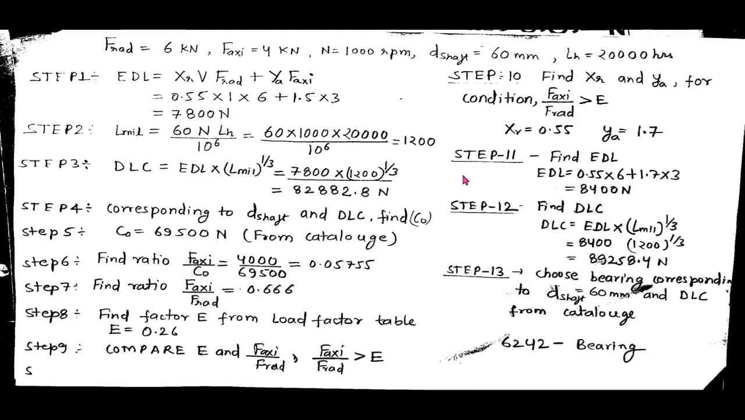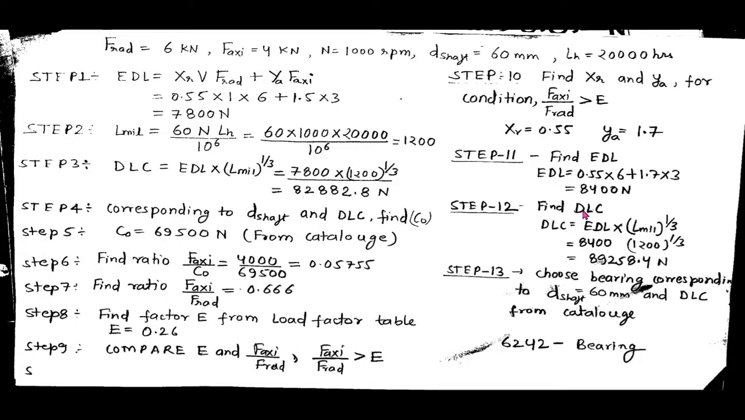Now, friend, in step number 11 we will find the equivalent dynamic load using the same formula. By putting the value of radial load as 6 kilonewton and the value of axial load as 4 kilonewton, and the value of radial load factor equal to this and the value of axial load factor equal to this, we will calculate the value of equivalent dynamic load.